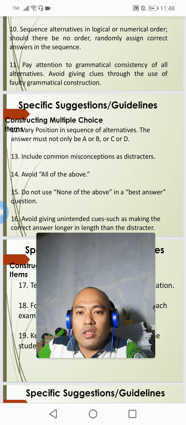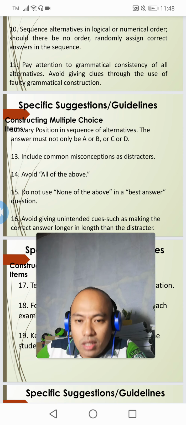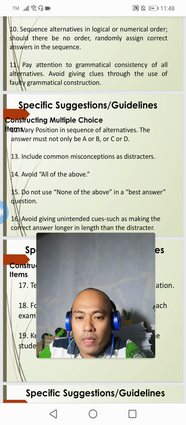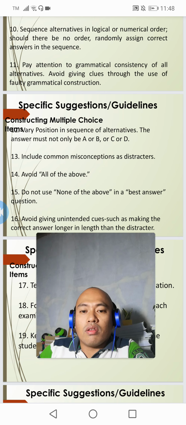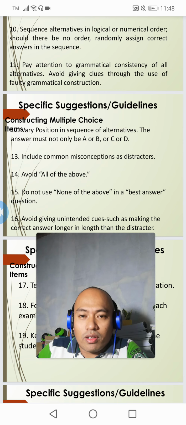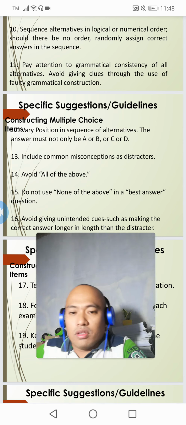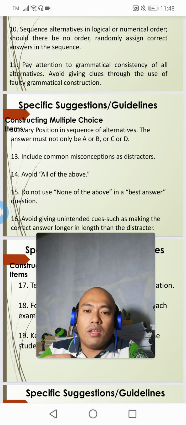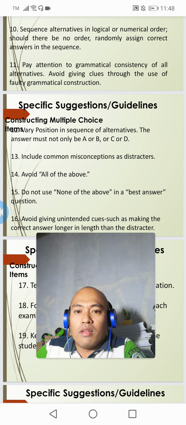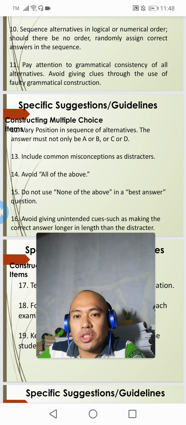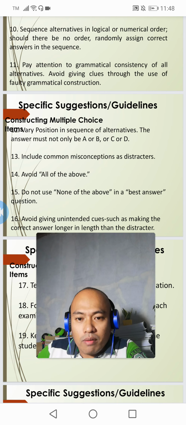For the 13th, include common misconceptions as distractors because this is the role of being a distractor. Distractors should be related to the stem, but definitely these are not correct answers, or this can also be related to the correct answer. So this may lead, this will be called as distractors talaga sila. Then, for the number 14 suggestion, we need to avoid all of the above as one of the distractors, as one of the alternatives.